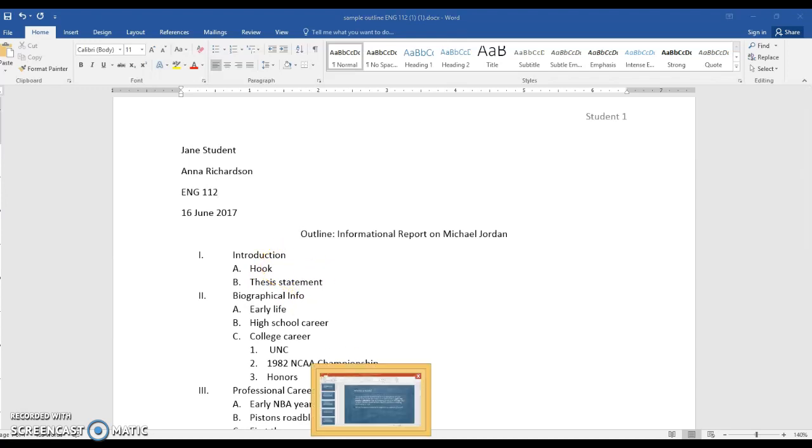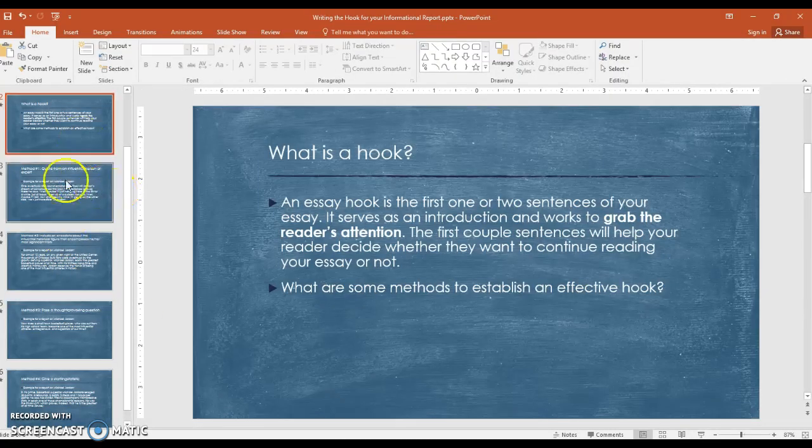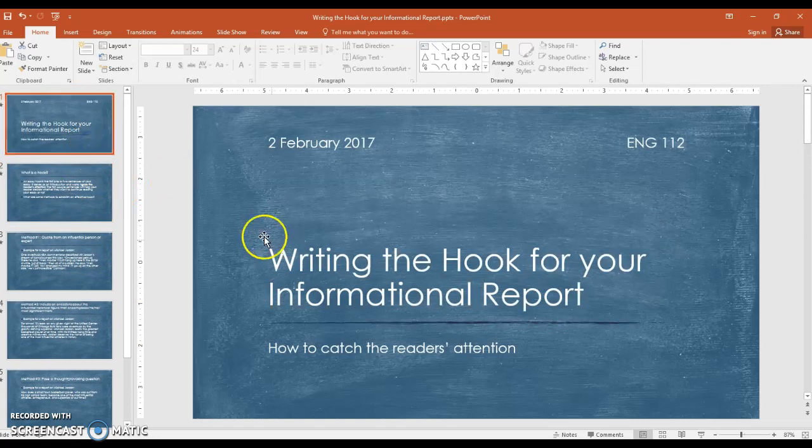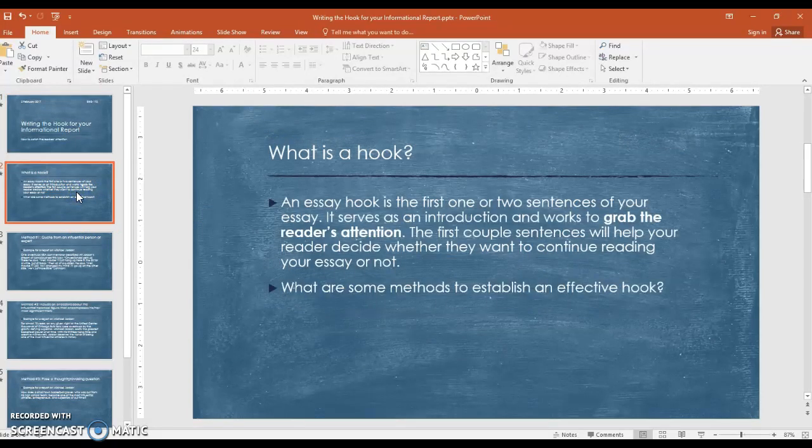All right, so I am going to this PowerPoint. I'll post this, okay? But basically, this is about how to write a hook. First thing is, what is a hook? It's the first one or two sentences of your paper. Its job is to grab the reader's attention.